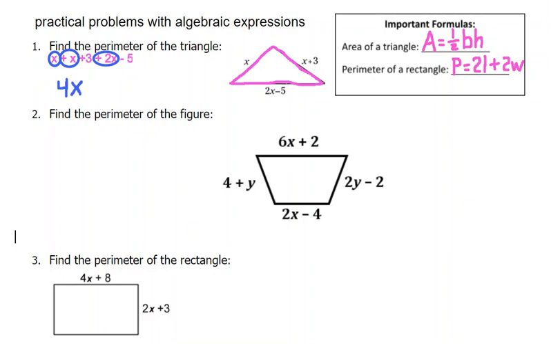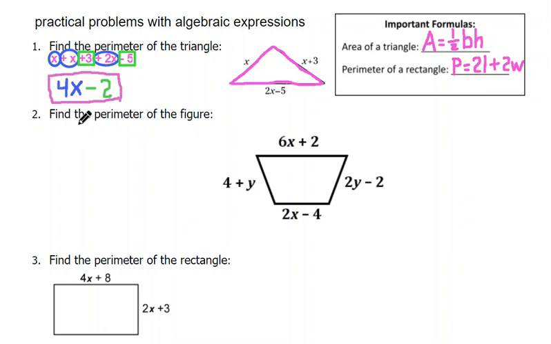All right, now I can see that I'm done with my variables, but I have some constants. I have a plus 3 and I have a minus 5. I can combine those because they're constants. They don't have variables attached to them. They're just numbers. 3 minus 5 will give me negative 2. And that's my final answer. I can't combine these two because this has an x and this does not have an x. So I can't do anything more. That is my simplest answer.